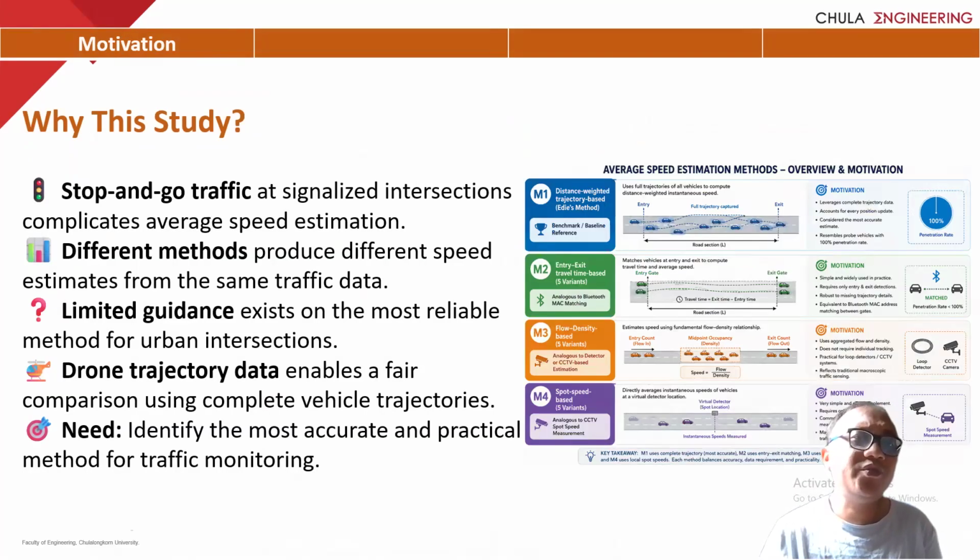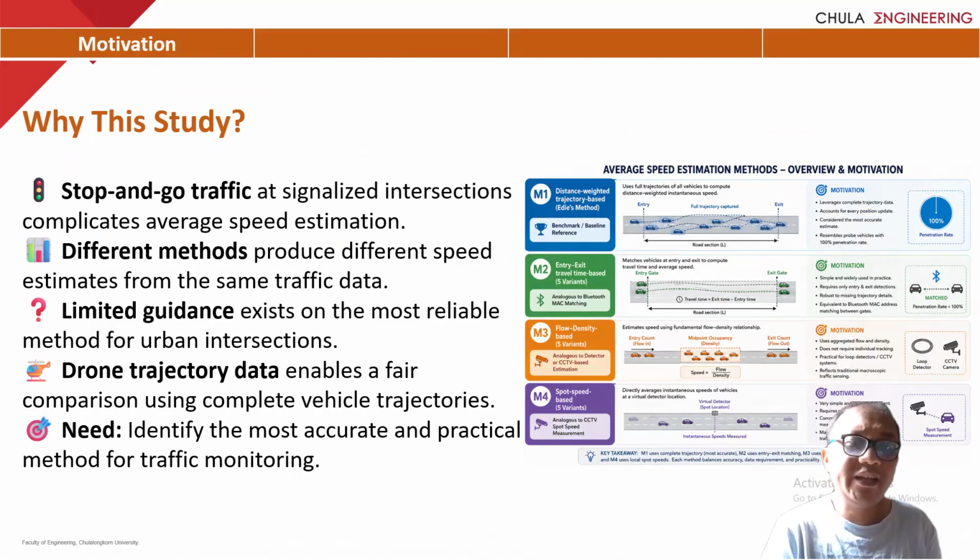Let's first look at why we need this study: the signalized intersection has stop-and-go traffic. It is much more challenging to estimate average speed, and different methods give different speed estimates using the same traffic data. We use these in this study.